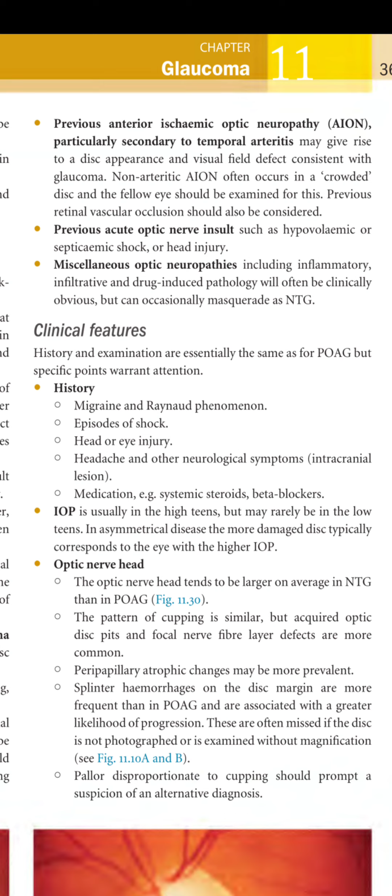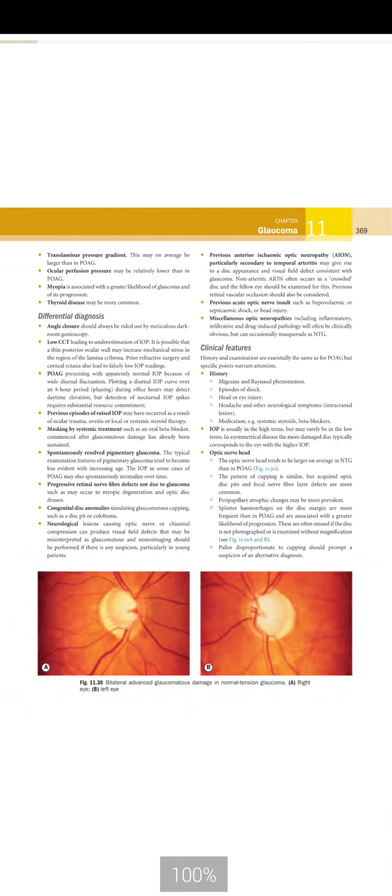Previous retinal vascular occlusion should always be considered. Previous acute optic nerve insults such as hypovolemic or septicemic shock or head injury. Miscellaneous optic neuropathies, including inflammatory, infiltrative, and drug-induced pathology, will often be clinically obvious but occasionally masquerade as normal tension glaucoma. So these are all the differential diagnoses of normal tension glaucoma.